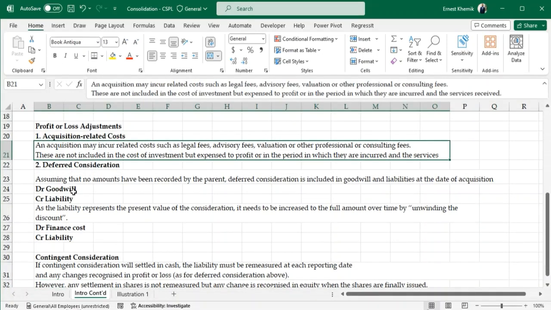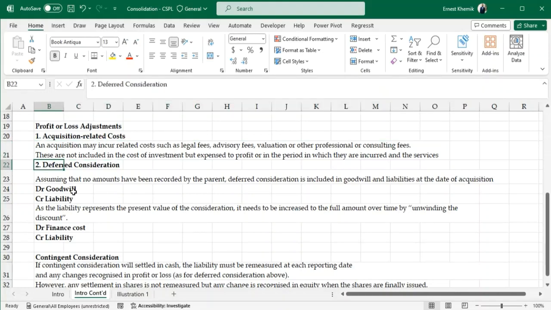So whenever there are acquisition costs other than the purchase consideration, those costs are going to be expensed in the consolidated statement of profit or loss, but not included in our cost of investment. Alright, so that is it. Then the second thing I want you to take note of is the deferred consideration.